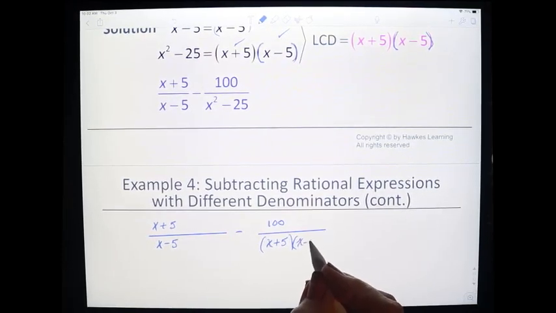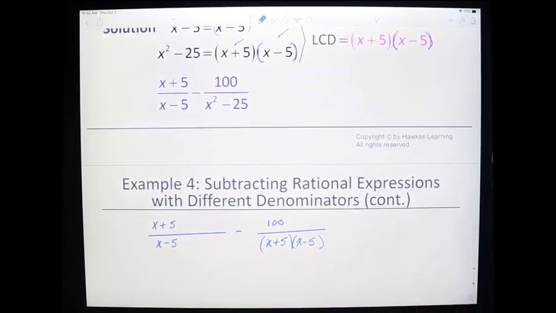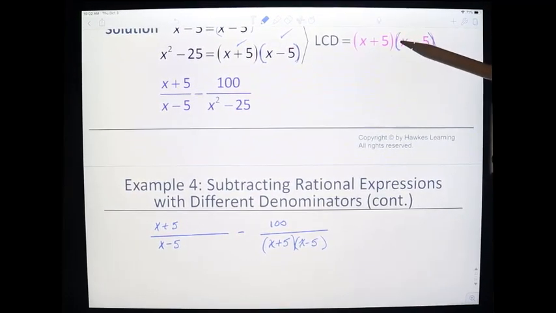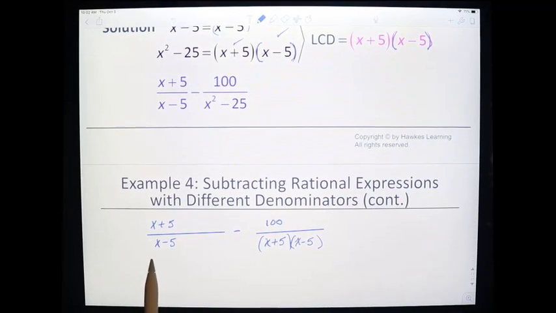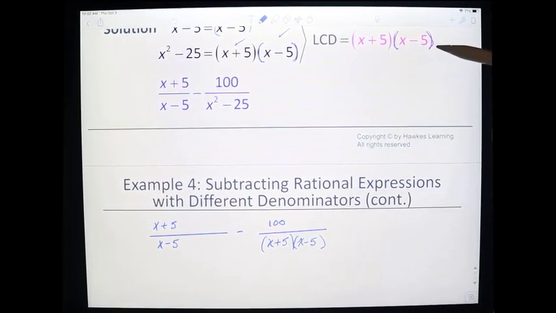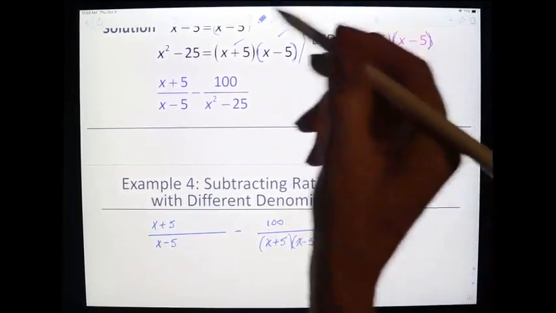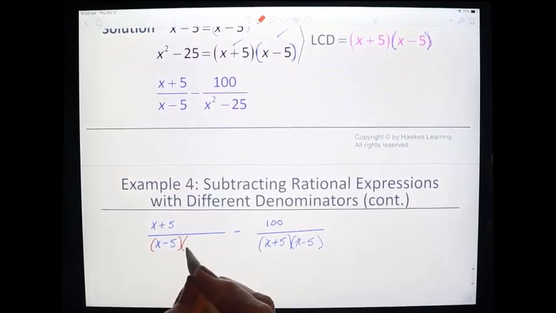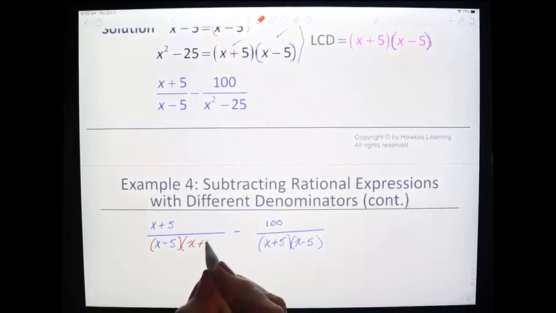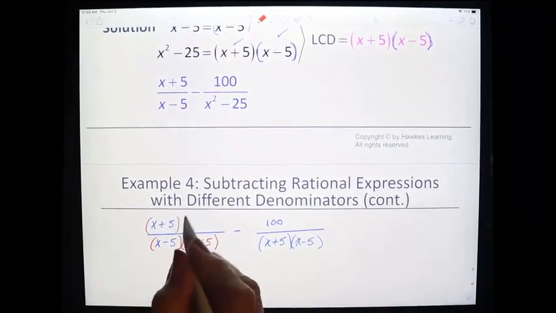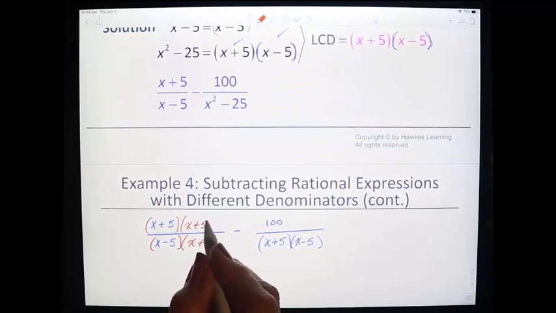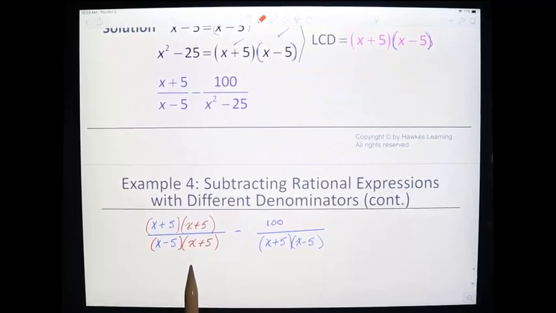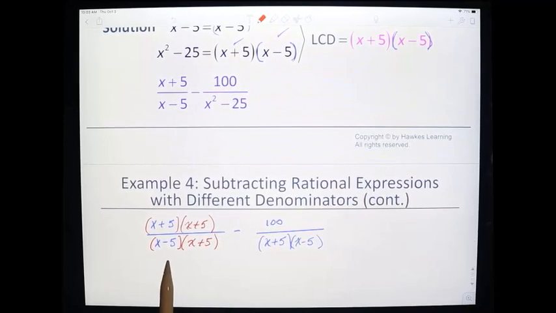And this is where we do the comparison step. So I want you to look back up here at the lowest common denominator. It has a factor of x plus 5 and a factor of x minus 5. I'm comparing what's in this first fraction to what I want up here in the LCD. And I see that I am missing, notice me putting parentheses around all of that, I'm missing the x plus 5. So I insert that in the numerator and the denominator so that in essence I'm multiplying by 1. I'm not changing the value, I'm just changing the way it looks. So that's my first step, comparing.